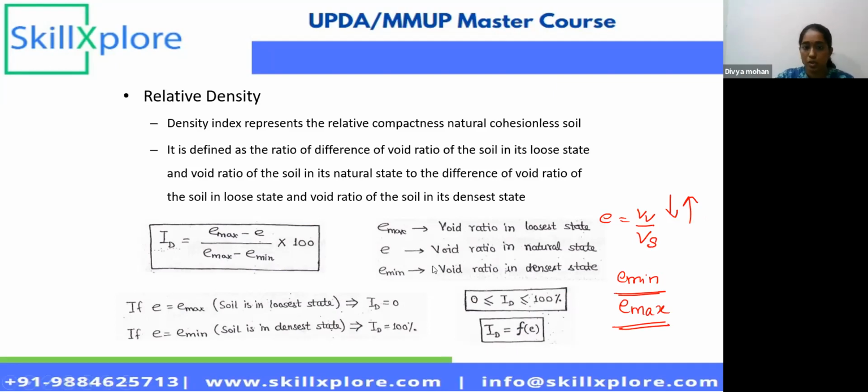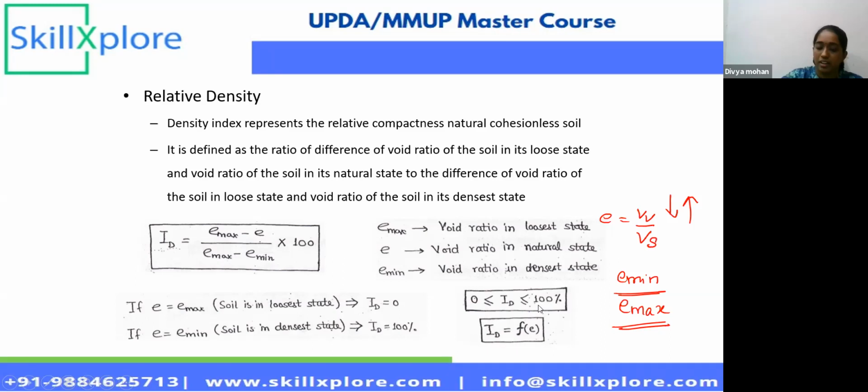So e is a value which has to be in this range of e minimum and e maximum. They are dividing this range into 100 parts, and giving us an idea of how dense the soil is in its natural condition. So relative density I_D is equal to (e max minus e) by (e max minus e minimum). When the soil is in its loosest state, the natural e reaches e max, and in the densest state, it will be e minimum. Substituting e max, this value will be 0, and substituting e minimum, this value will be 100%.